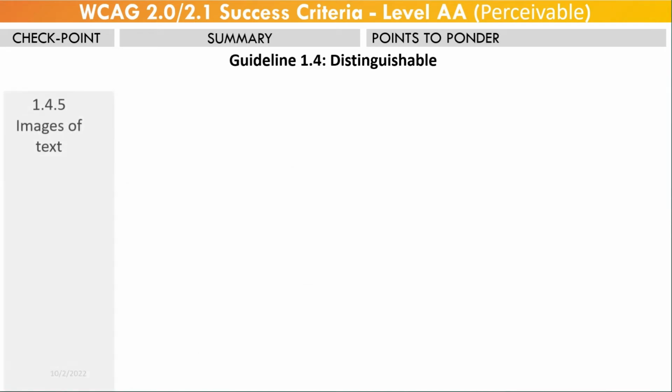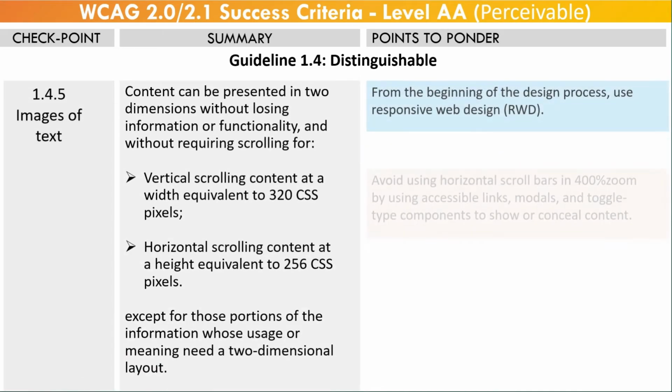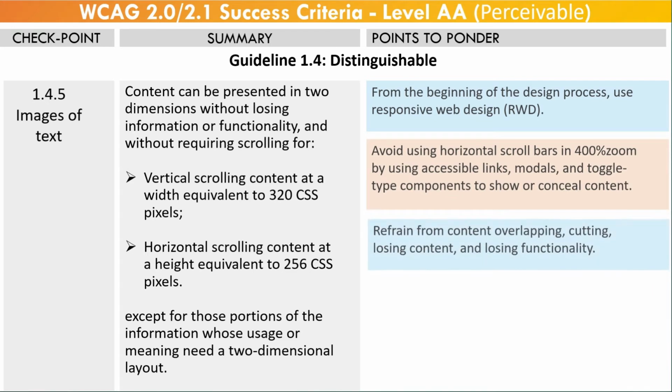1.4.10 Reflow. Content can be presented in two dimensions without losing information or functionality, and without requiring scrolling in two dimensions: for vertical scrolling content at a width equivalent to 320 CSS pixels, horizontal scrolling content at a height equivalent to 256 CSS pixels. Except for those portions of the information whose usage or meaning need a two-dimensional layout.